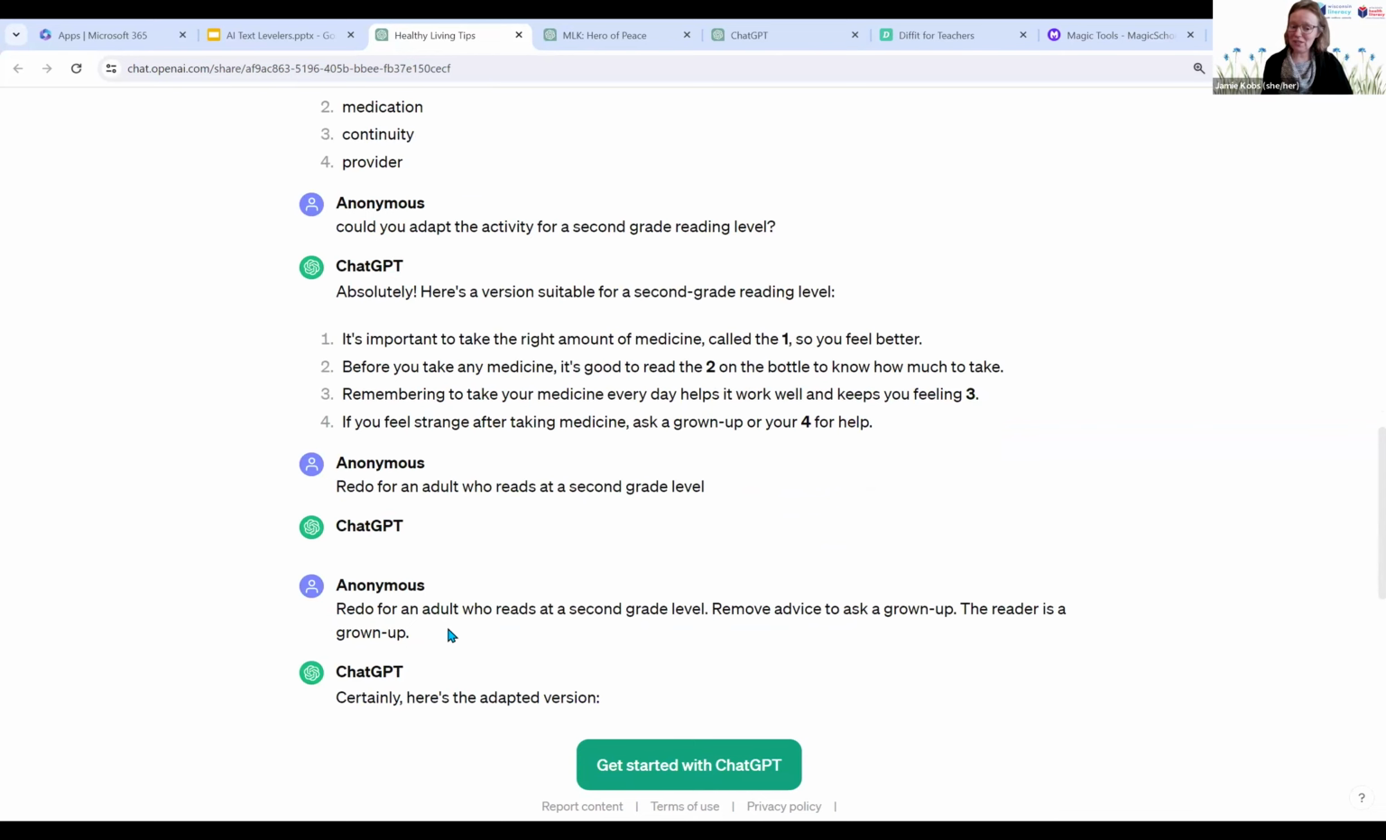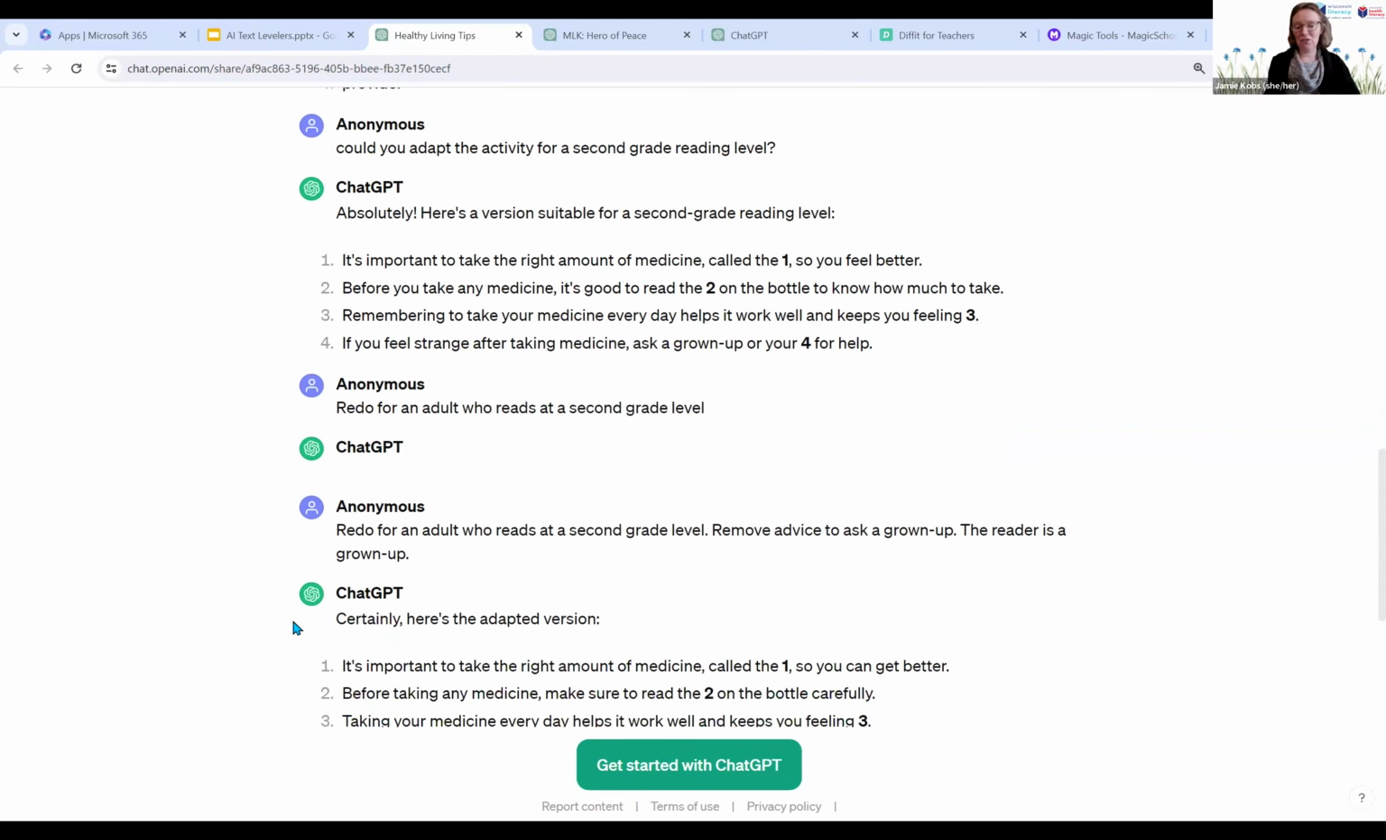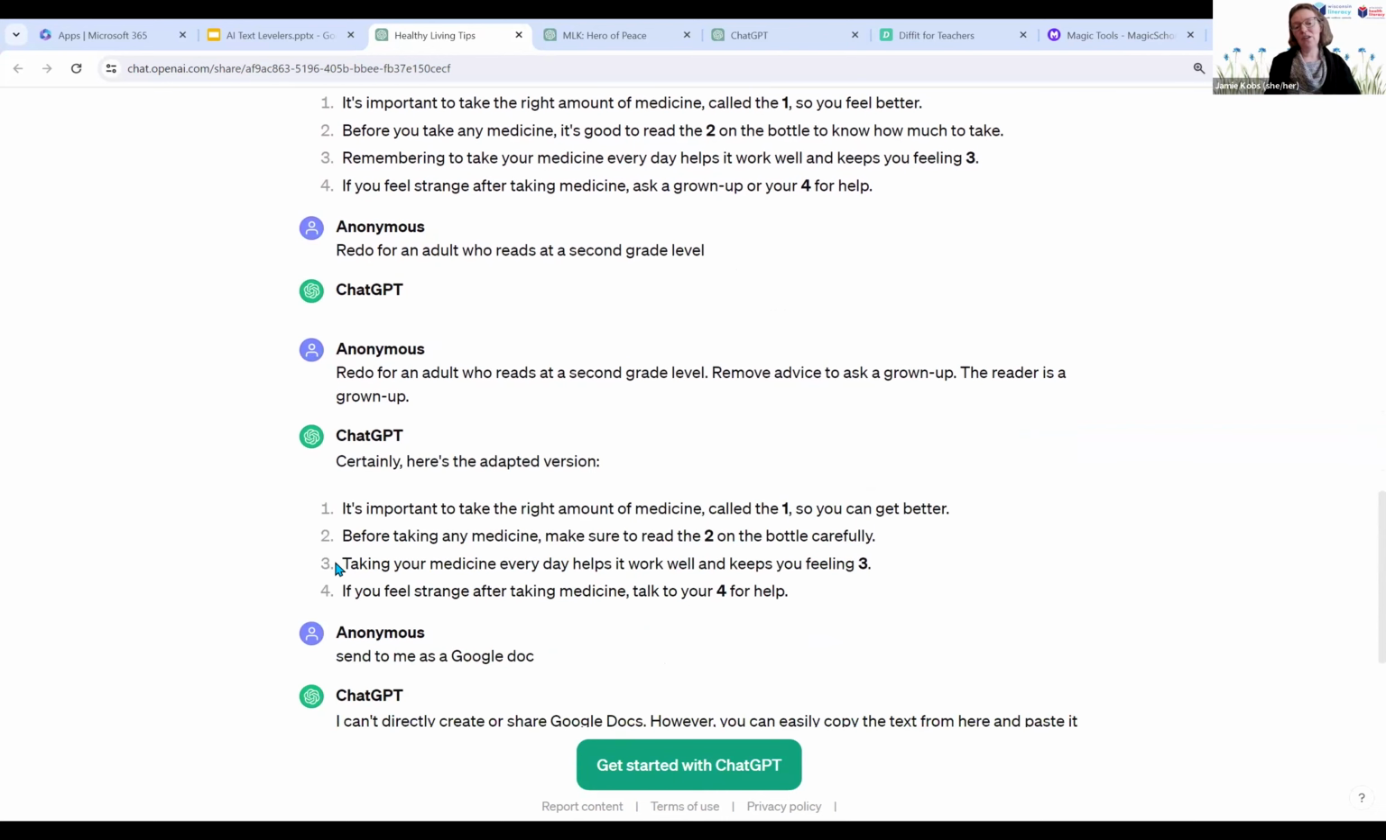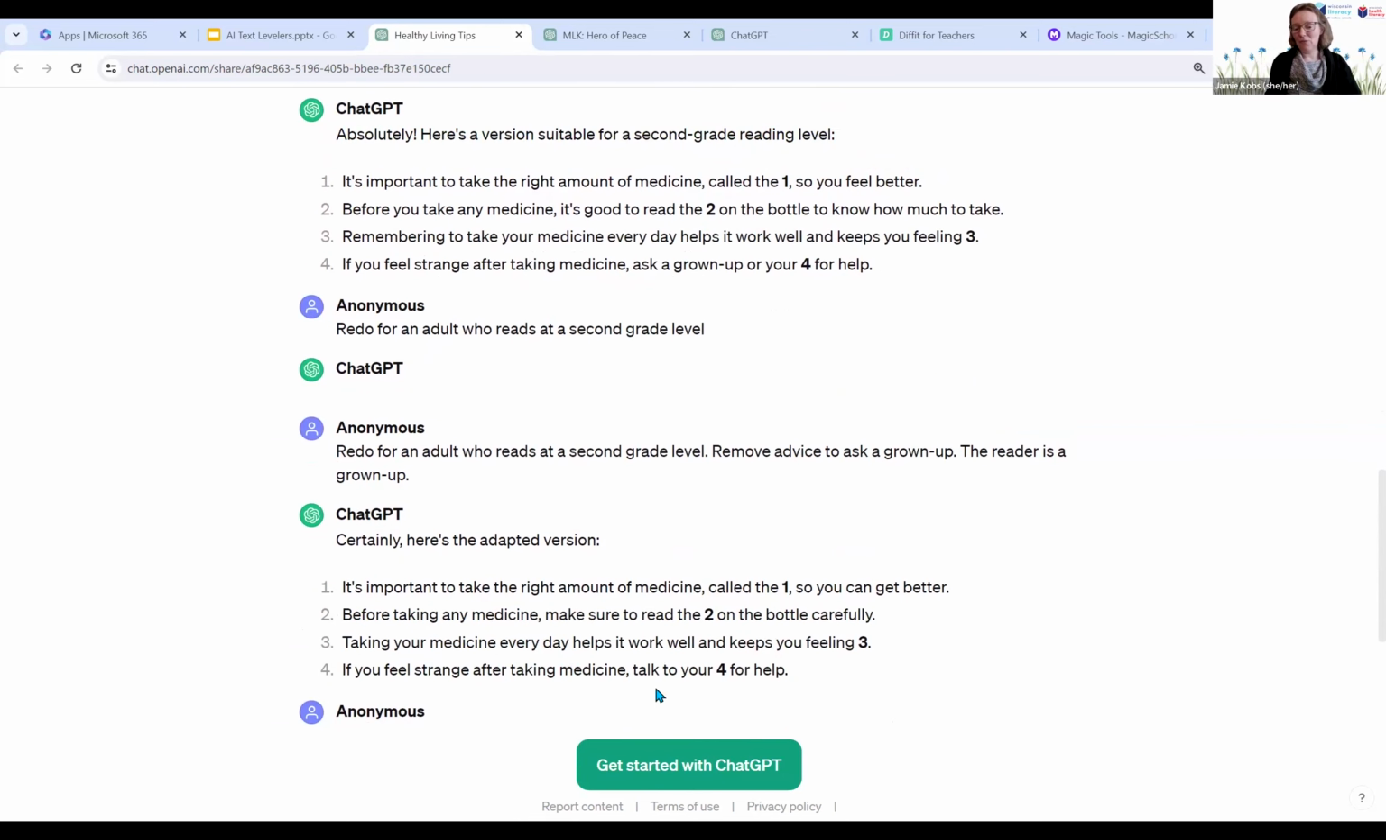I said, redo for an adult who reads at a second grade level. Remove advice to ask a grown-up. The reader is a grown-up. Okay, and so you have to be very, very specific with your clarifications and your corrections. And so it did, and it removed grown-up. It didn't change a whole lot more. But I say this just to encourage you that you probably won't get exactly what you want on your first try, and that's okay.